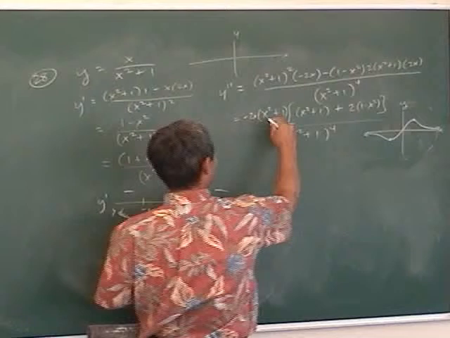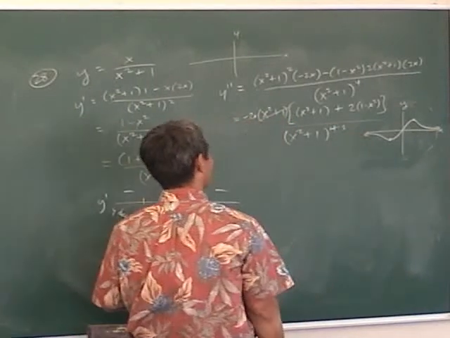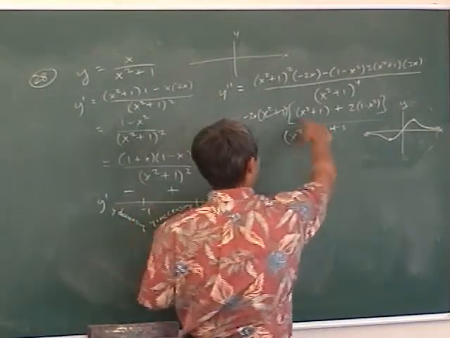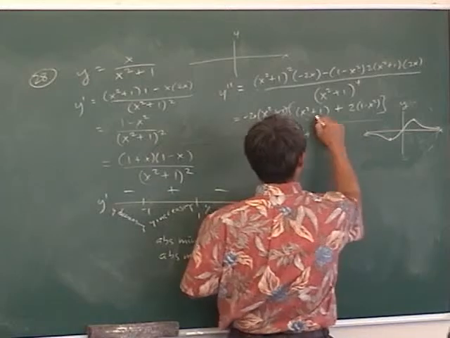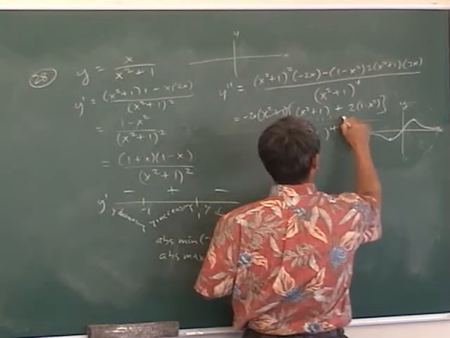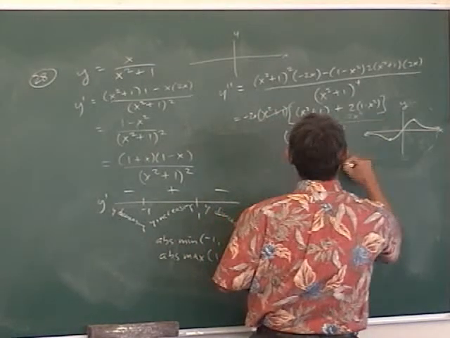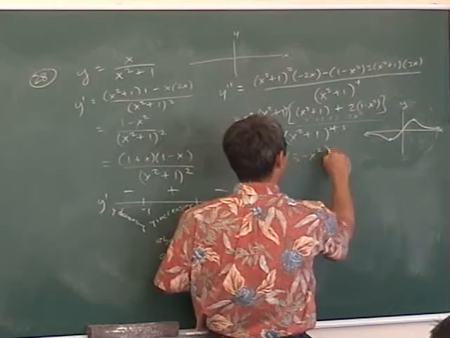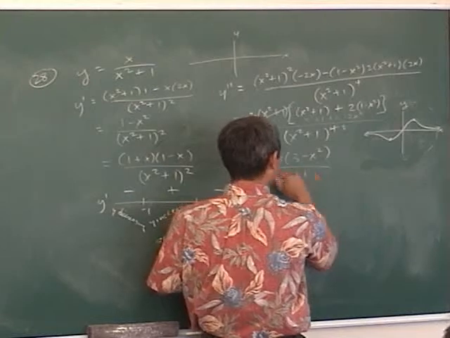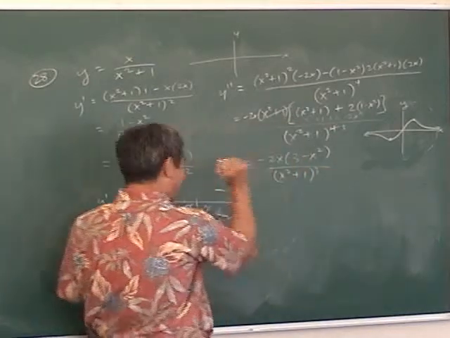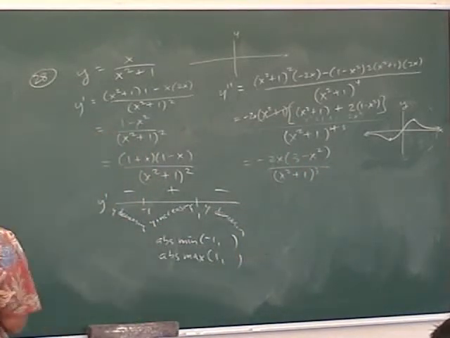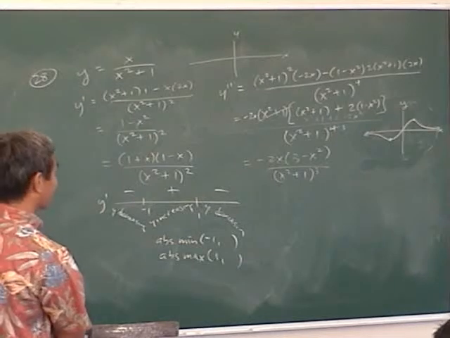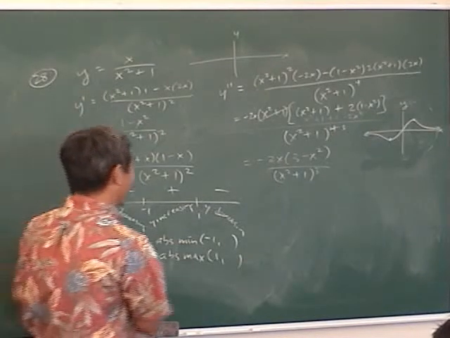Hey, but doesn't this cancel with one of those? Yes. Simplify what's in the brackets. So you get x squared plus 1 plus 2 minus 2x squared. So that comes out to negative 2x times 3 minus x squared all over x squared plus 1 cubed. Okay, that's where you got to get. And this is where everybody's copying. Okay, got it. Now we are ready for the number line.